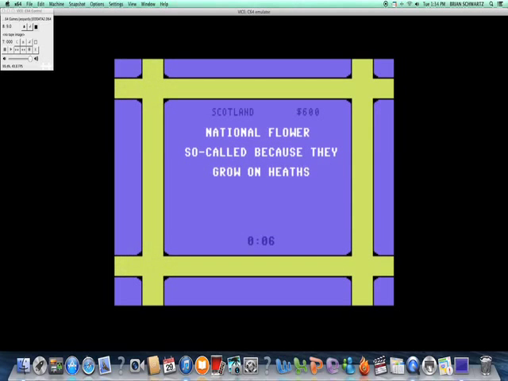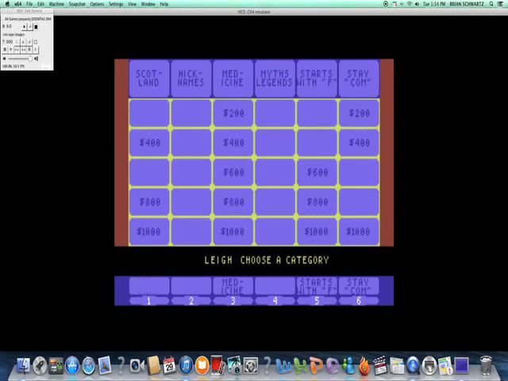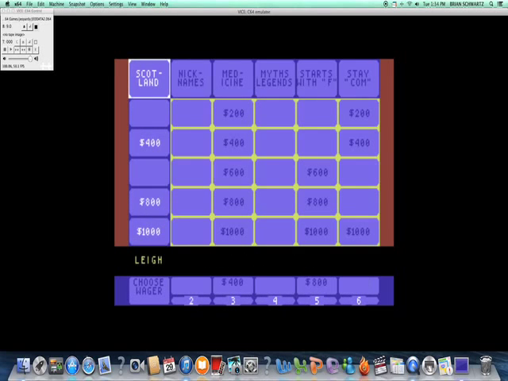National flower so called because they grow on heaths. I have no idea. What is heather? Or heather? I don't know how you pronounce it, but it looks like heather.